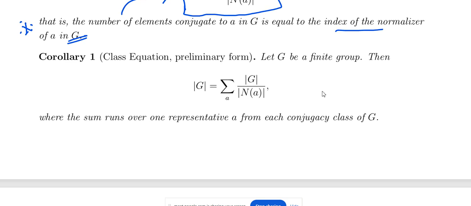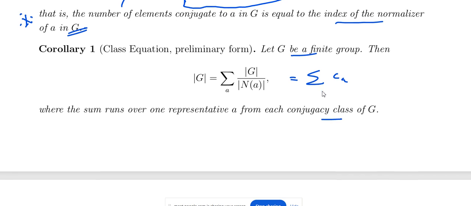And the class equation: G is a finite group, so order of G equals the summation over A of order of G by order of N of A. We already said that if there are conjugate classes C of A, C of B, C of C, and you sum the number of elements, you automatically get the order of G. The same here: the sum of order of G by order of N of A equals the summation of CA, where the sum runs over the representative A from each conjugacy class.